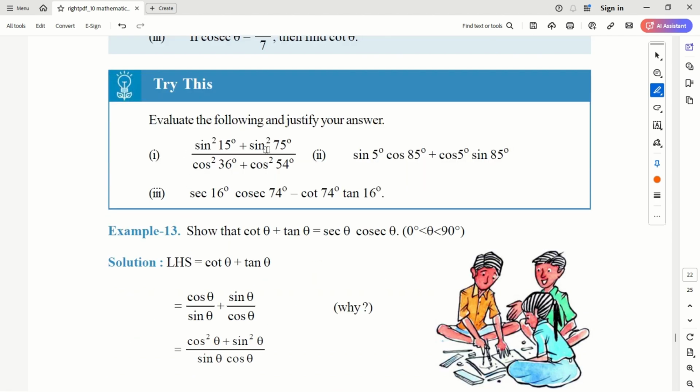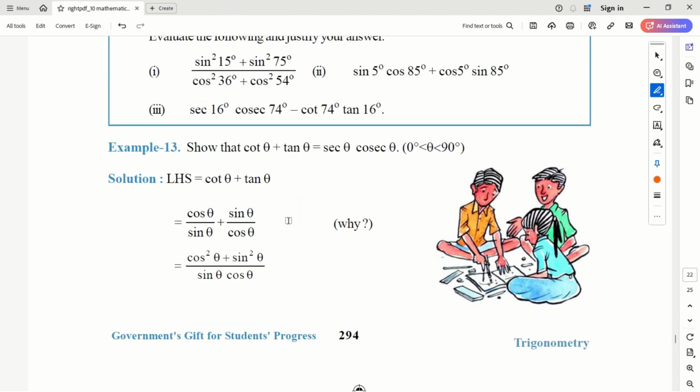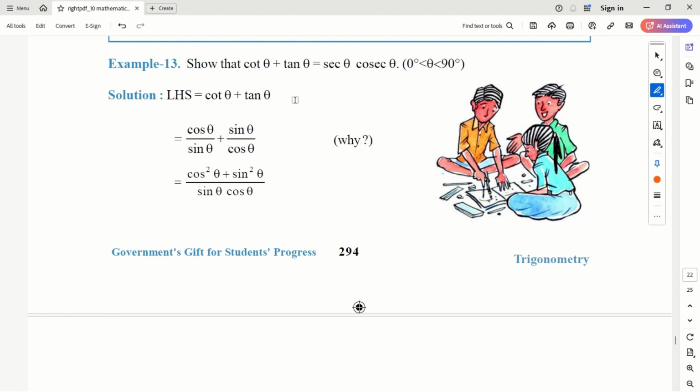You can substitute the values, taking the complementary angles. Sine square 15 plus cos square 15 will become 1. And here you will get cos square 36 plus sine square 36, which is 1 again. So 1 by 1, which is 1. Similarly, all these things we will solve like this. Let's do some examples, then we'll get into the exercise. Similar problems are there.